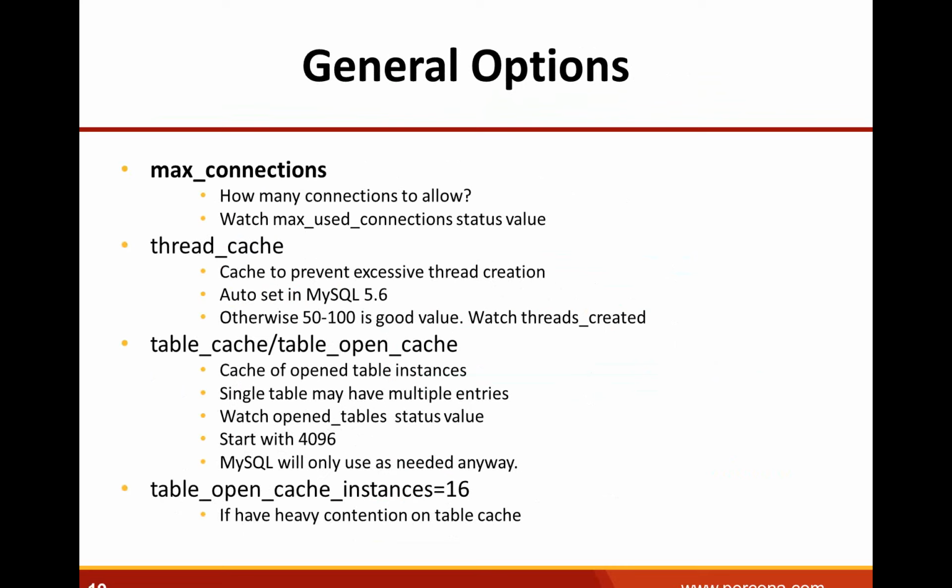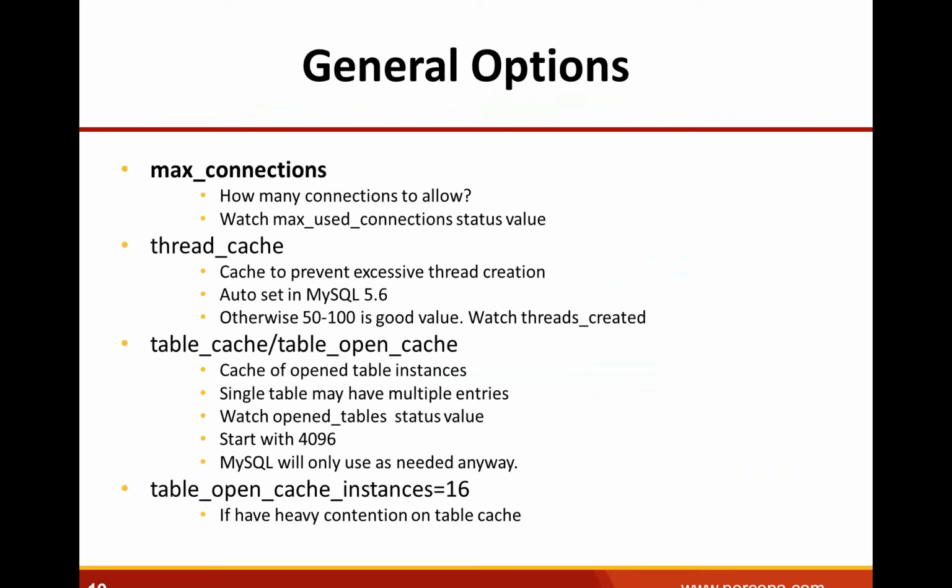Table cache, which is also known as table_open_cache, and this is the cache for open table instances. And the word instance is important here because if you are running multiple queries concurrently accessing the same table, or even if you have a self-join accessing the same table multiple times in the same query, they will require multiple table instances, right? So a single table may have multiple instances in that table cache.